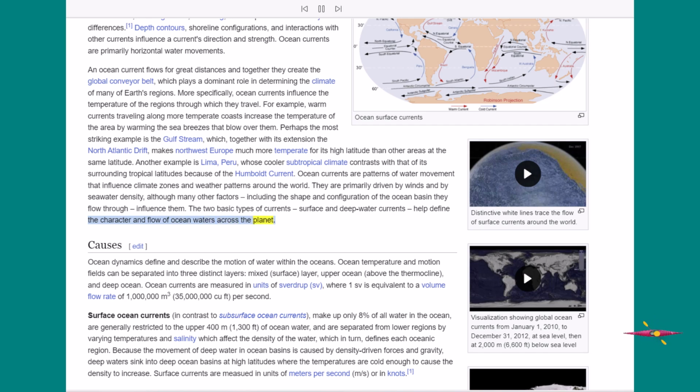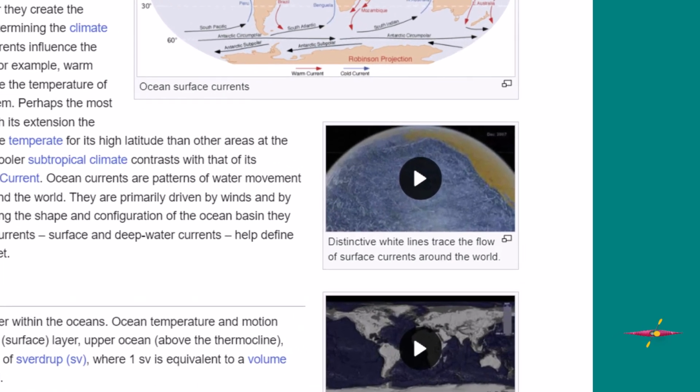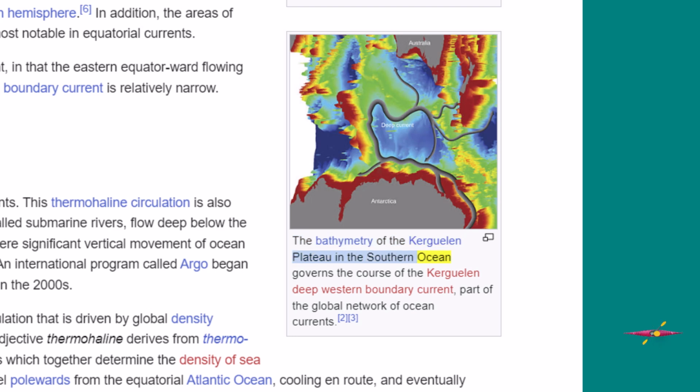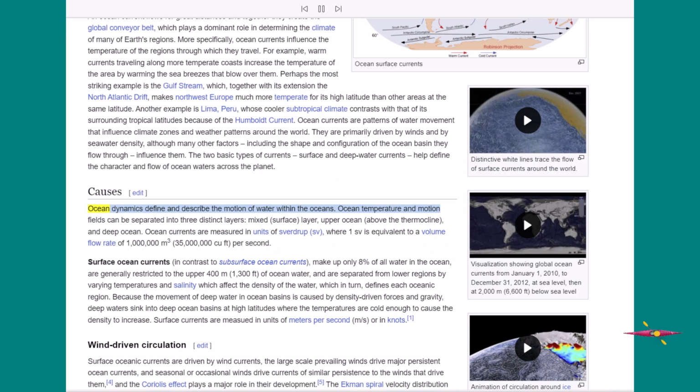Causes. The bathymetry of the Kerguelen Plateau in the Southern Ocean governs the course of the Kerguelen Deep Western Boundary Current, part of the global network of ocean currents. Ocean dynamics define and describe the motion of water within the oceans. Ocean temperature and motion fields can be separated into three distinct layers: mixed surface layer, upper ocean above the thermocline, and deep ocean. Ocean currents are measured in units of Sverdrup, SV, where 1 SV is equivalent to a volume flow rate of 1 million cubic meters, 35 million cubic feet, per second.